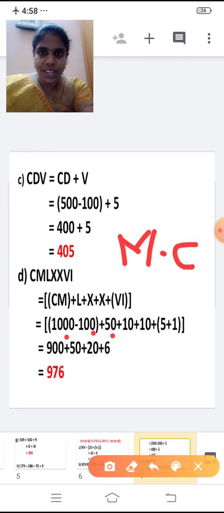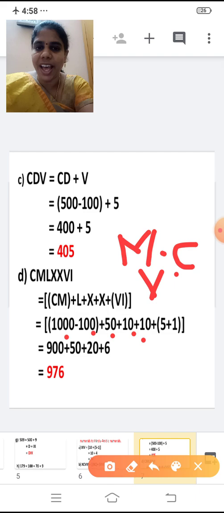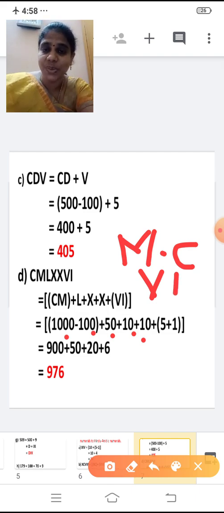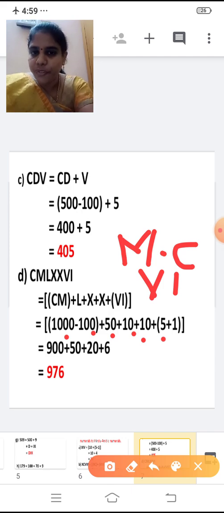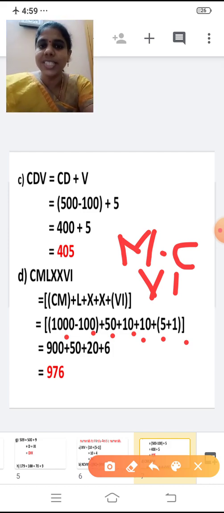If the smaller one is placed after the larger one, you can add that, right? So 50 plus, what is the value of X? 10. Again one more X, 10. And VI, what is the value of VI? If the smaller one is placed after the larger one, you can add that directly, right? So V plus I. So value of V is 5 plus I is 1. If the smaller one is placed after the larger one, you can add that. If it is placed before that, you are going to subtract that. Yes. So value of V is 5 plus value of I is 1.